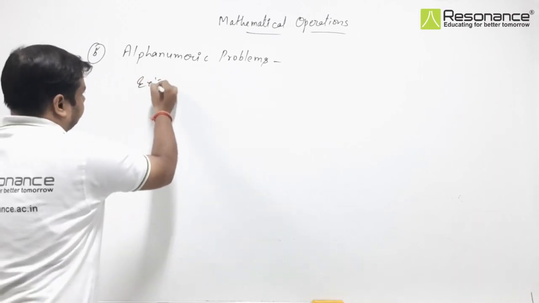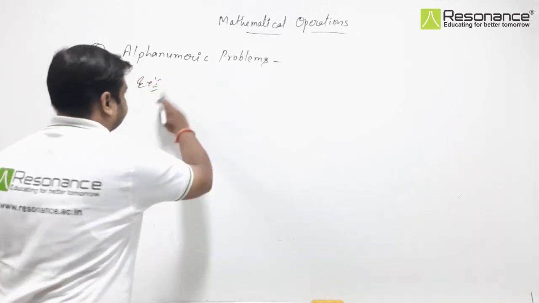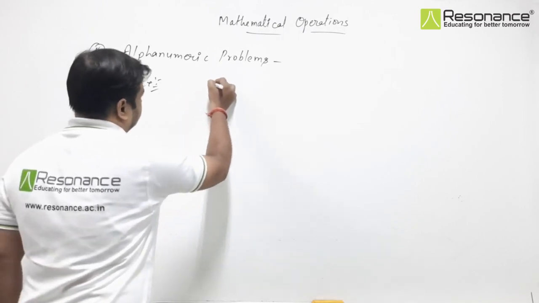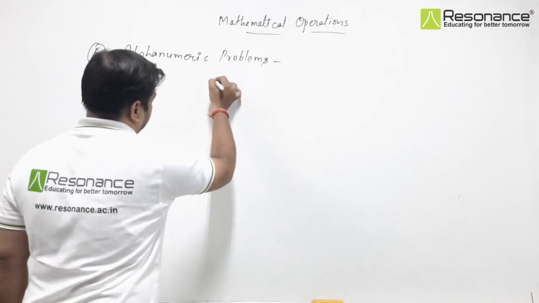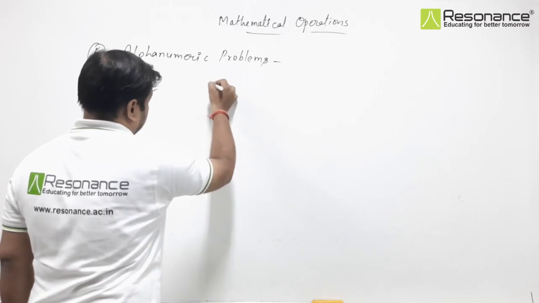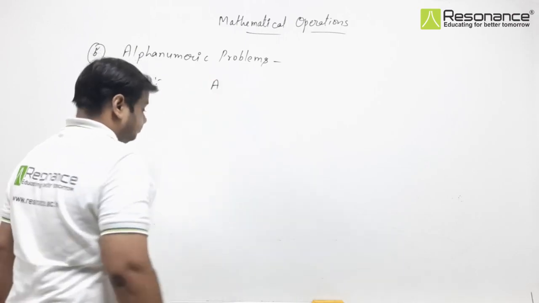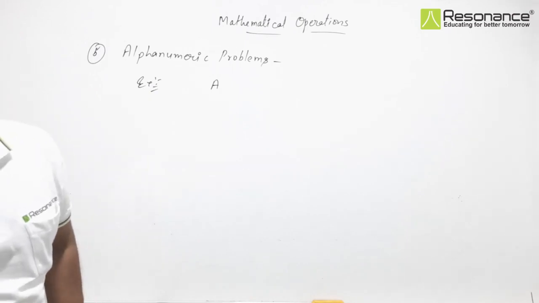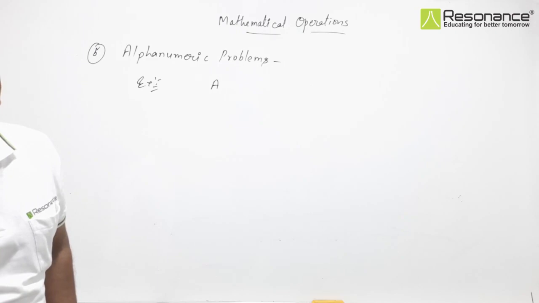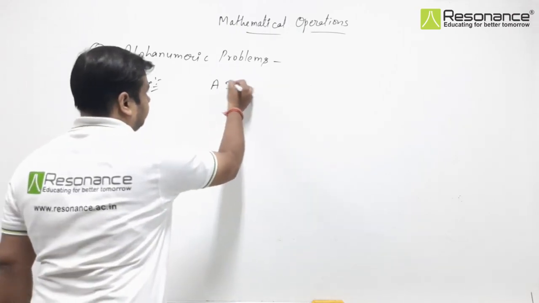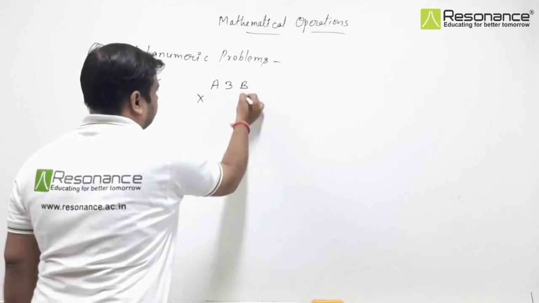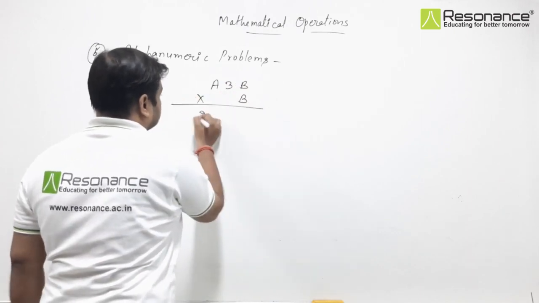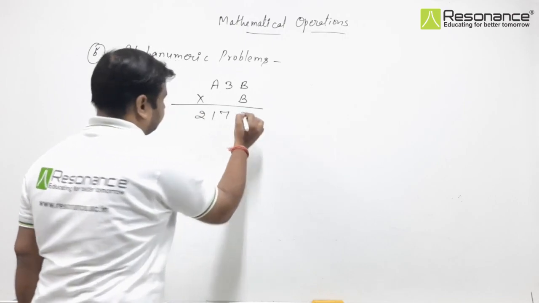Just for an example, we can say if A3B multiplied by B is equal to 217B.